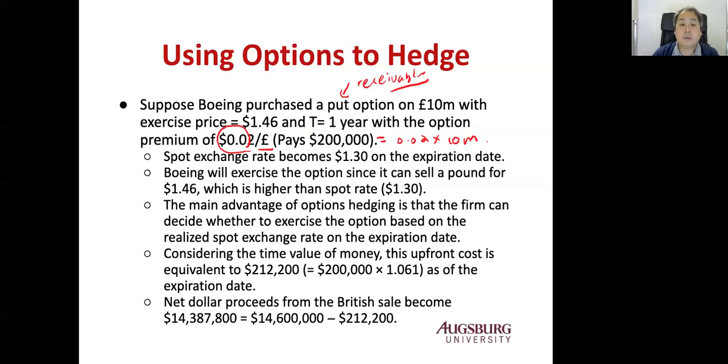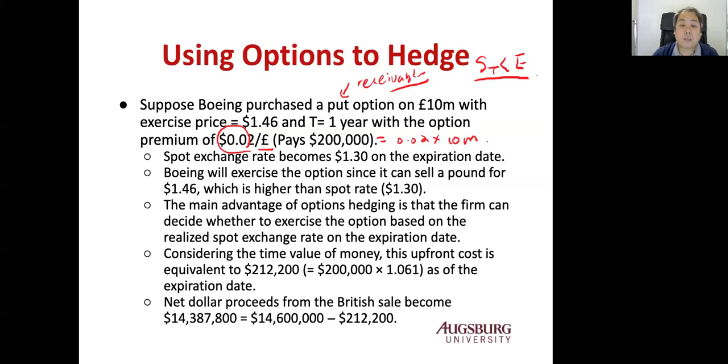Now suppose the spot exchange rate becomes $1.30 on the expiration date. Because they have a put option, the spot rate ST is below the exercise price. In that case, the put option holder exercises the option, since they can sell a pound for $1.46, which is higher than the spot rate. This is good for the put holder. The main advantage of this option hedging is that the firm can decide whether to exercise the option based on the realized spot exchange rate on the expiration date.